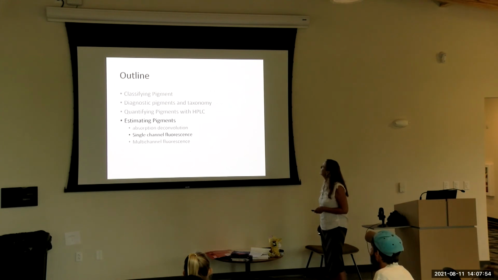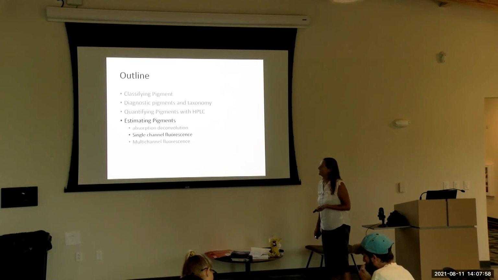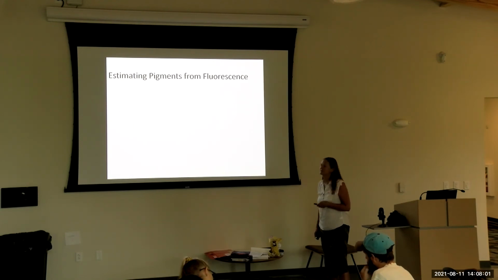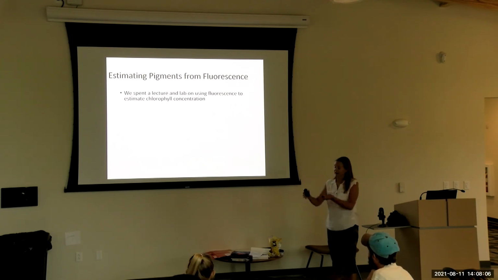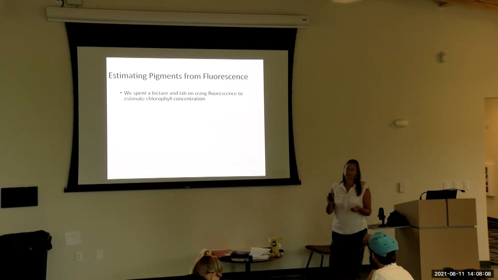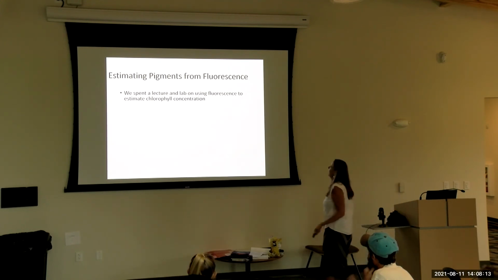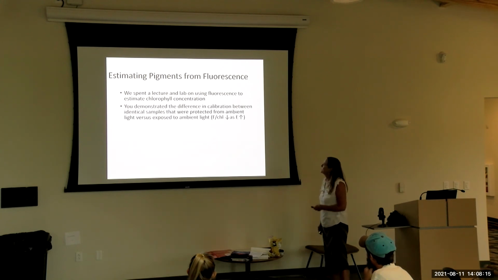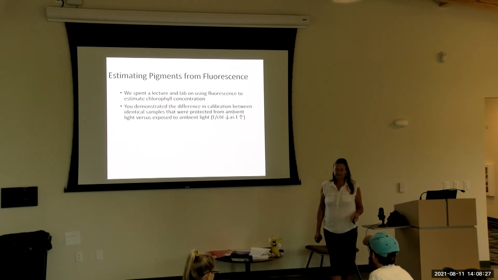Okay. All right. So I just wanted to follow up with how we estimate pigments from a single channel fluorometer. We talked a lot about, I have a fluorometer, it's exciting at 460 or 470 and measuring fluorescence at 695. And you guys have done that, you've done it in the lab. We also had you look at the difference in the calibration, depending upon who you calibrated your fluorometer with, and you found differences. And you found differences if they were in ambient light or kept dark, right?